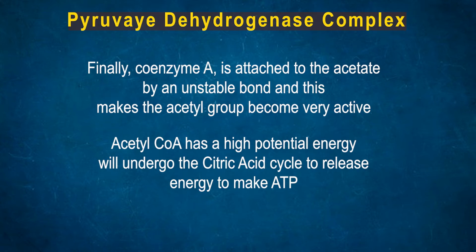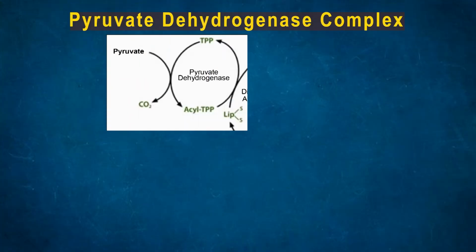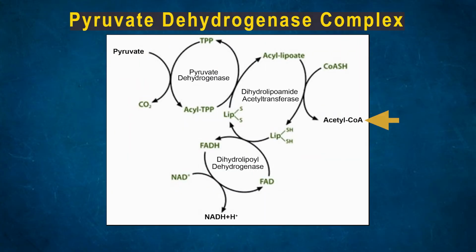So, pyruvate dehydrogenase is a multi-enzyme complex which converts pyruvate to acetyl-CoA. There are 3 enzymes present. Number 1, pyruvate dehydrogenase. Number 2, dihydrolipoamide acyltransferase. And number 3, dihydrolipoyl dehydrogenase.